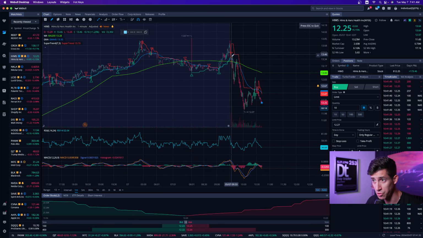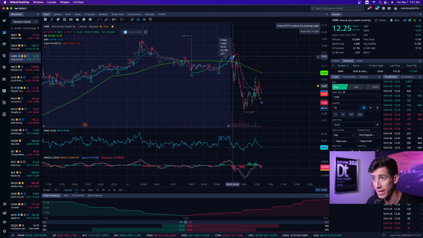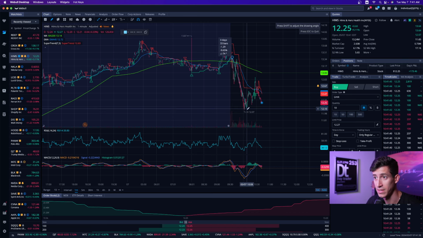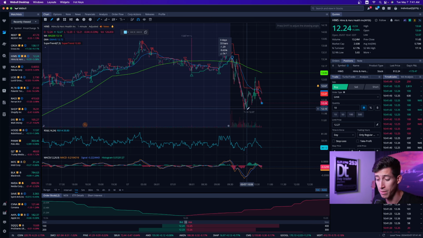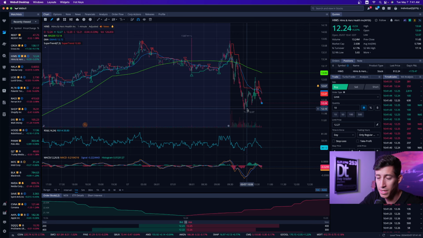And then once it got rejected, we got that nice little sell signal. It actually broke below the EMA line and began selling off. That was nearly a 10% drop. And that's the thing, right? I didn't make a ton of money.